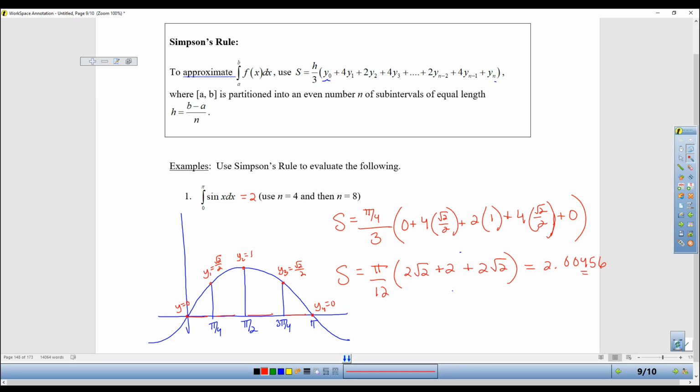Very, very impressive. I will not take the time to do n is equal to 8, but I will just tell you that the answer is 2.000026917. So 4 intervals really didn't take us that long. 8 intervals would be harder because you don't know off the top of your head what sine of pi eighths is. So you'd have to do it all on your calculator. But look how fantastically close that answer is to the real answer.